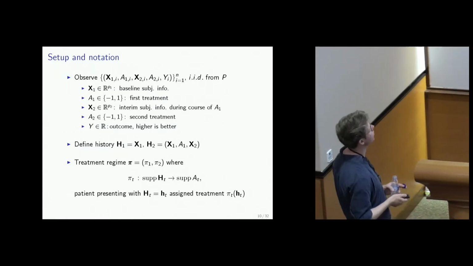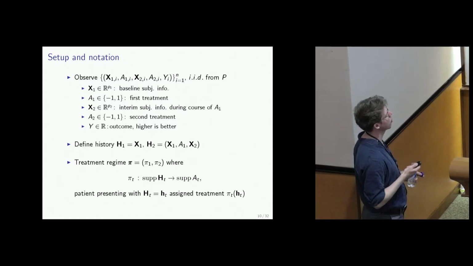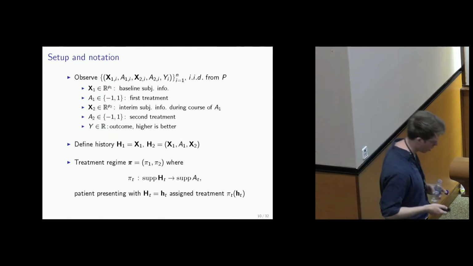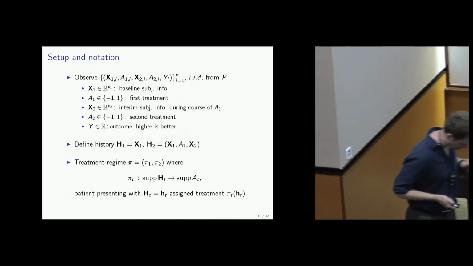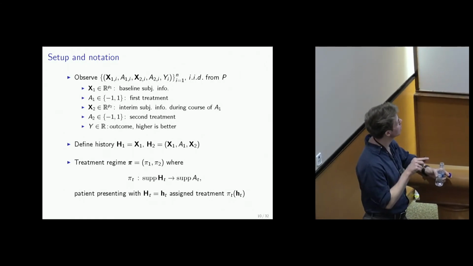And we're going to call the histories everything that we know at times 1 and 2 respectively. So everything we know at time 1 is just the baseline covariates, and everything we know at time 2 is the baseline covariates, the treatment that was given at time 1, and the interim covariates. And we are going to be talking about the value or estimating regimes, which are sequences of rules mapping these histories to treatment decisions.